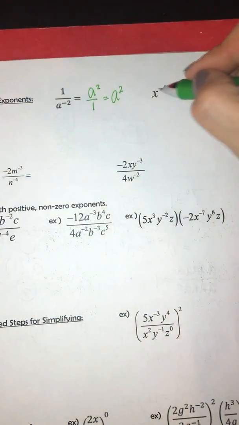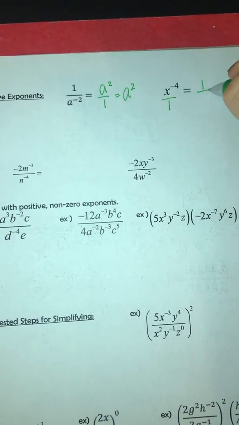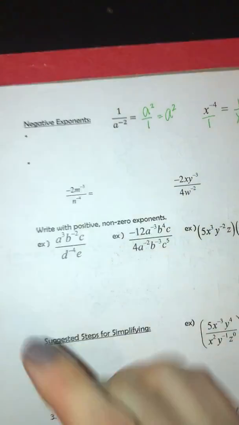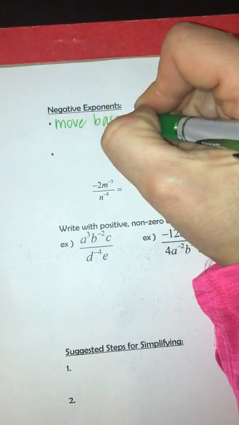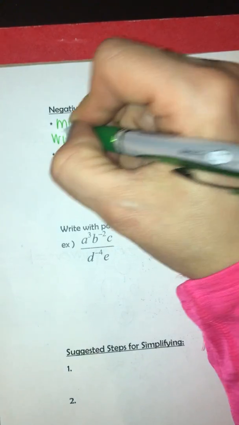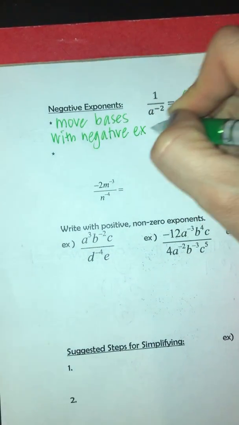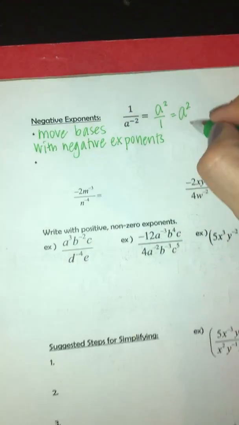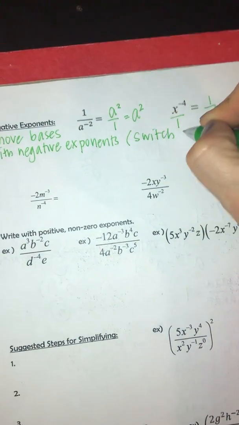The x to the negative 4 is currently on the top of the fraction, so we're going to move it to the bottom, and it becomes positive. So well, we're going to write this down as negative exponents. You move bases with negative exponents. And I'll write here, switch position in the fraction.